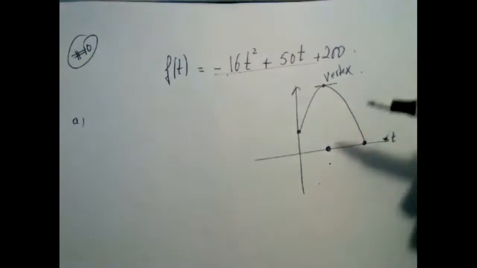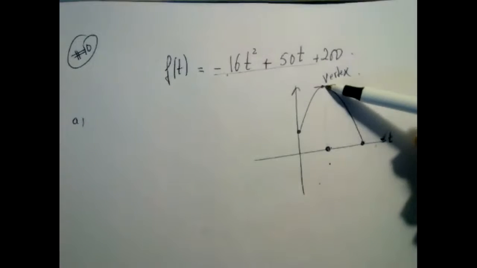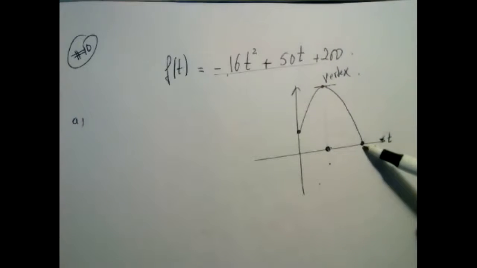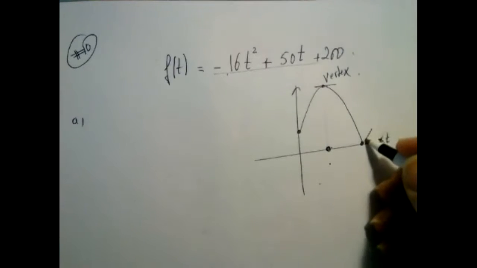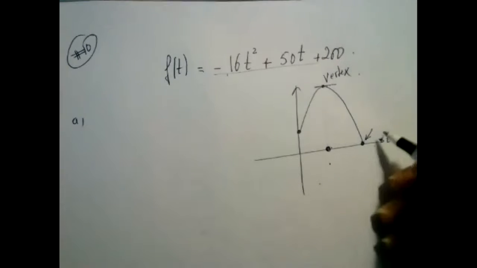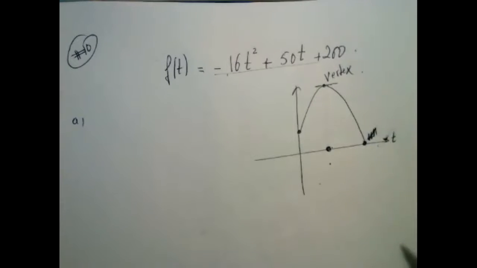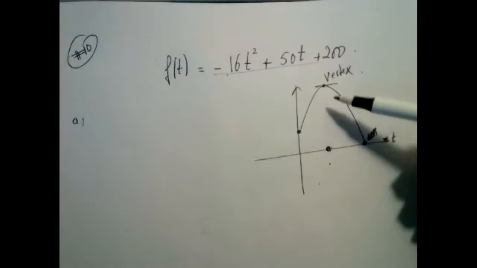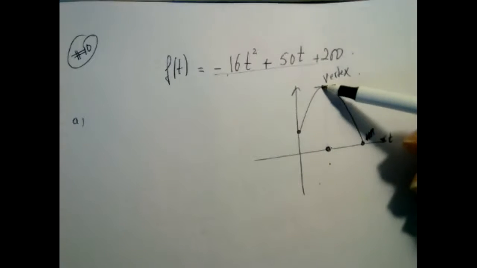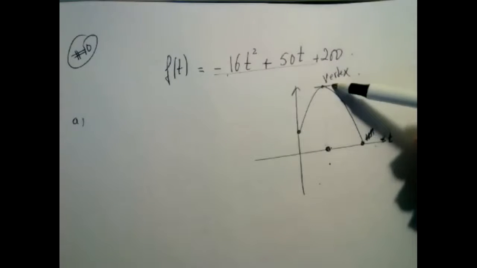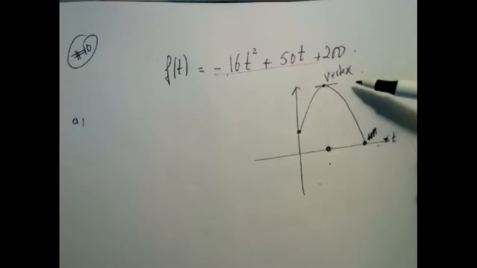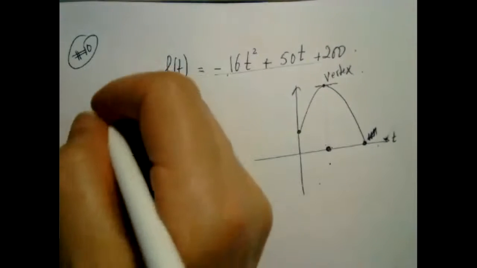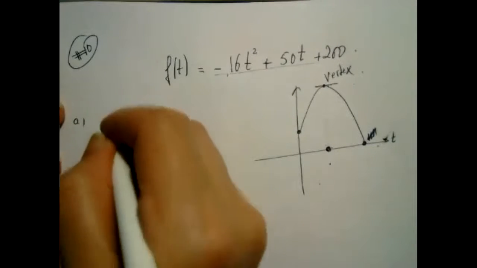Okay, so that's the picture. When does it reach its maximum height? Okay, it's exactly at the vertex, not when f of t equals 0. When f of t equals 0, it means when it hits the ground. That's not what I'm interested in for the time being. I'm interested in when it hits its largest height or its maximum height. So what they want is exactly the vertex. So the time is, so we need the time, so we need the vertex.